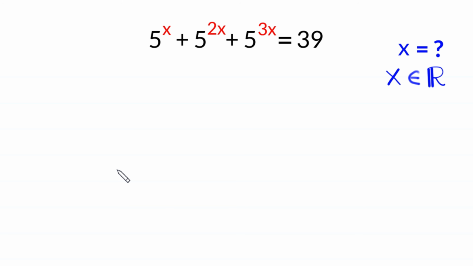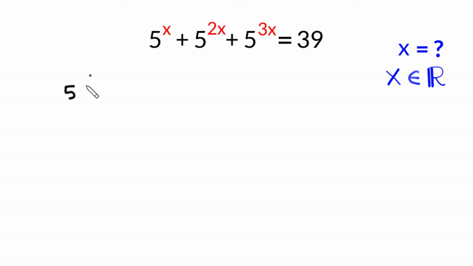Hello everyone, welcome to how to solve this very nice exponential equation: 5 to the power x plus 5 to the power 2x plus 5 to the power 3x equal to 39. Our job is to find all possible values of x such that x is a real number. So let's start.